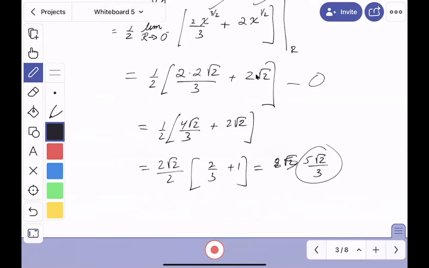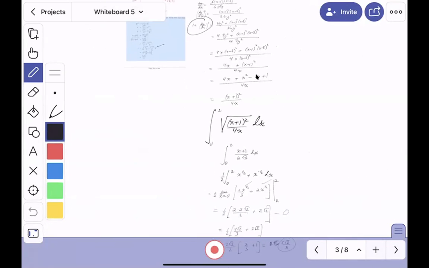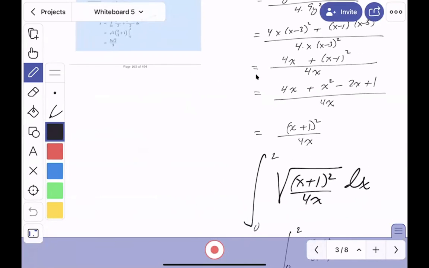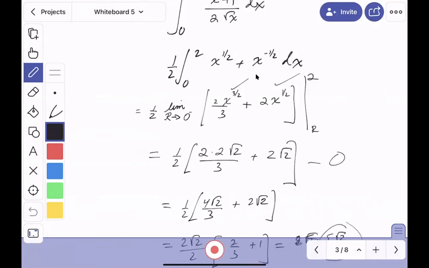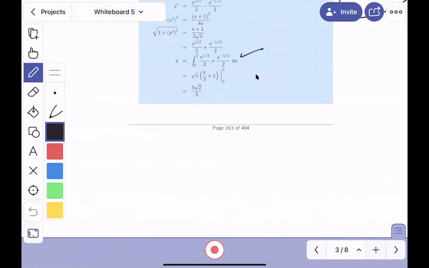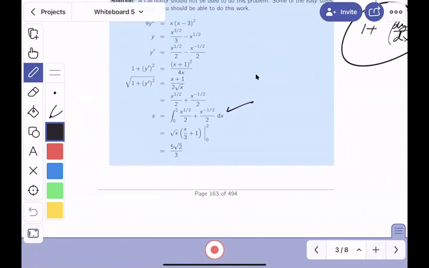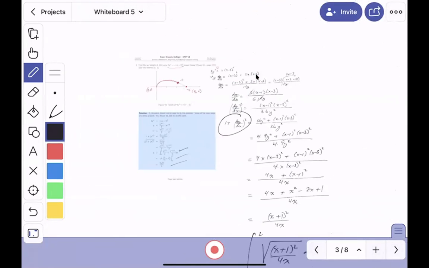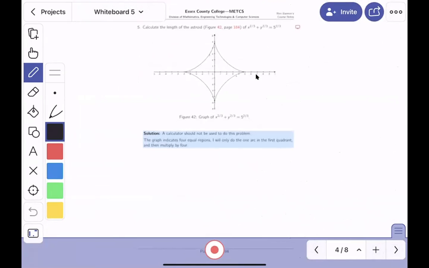If I make a mistake, I'll have to go back and look at it again. 5 root 2 over 3. Did I get that? Yeah, miracle. Got the arithmetic correct. I really mean that. For the most part, going through that manipulation of algebra is not that bad for me. It's the arithmetic that kills me off. It really does. All right, so that's number 4. Let's go to number 5.